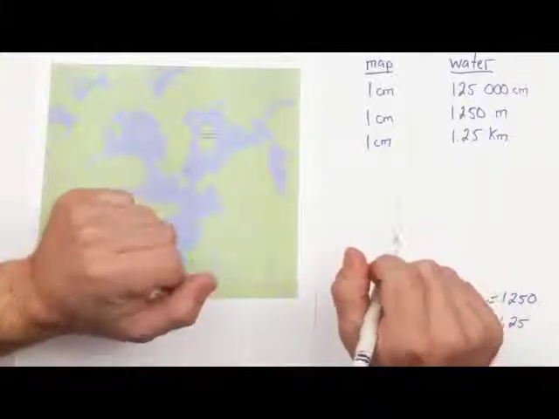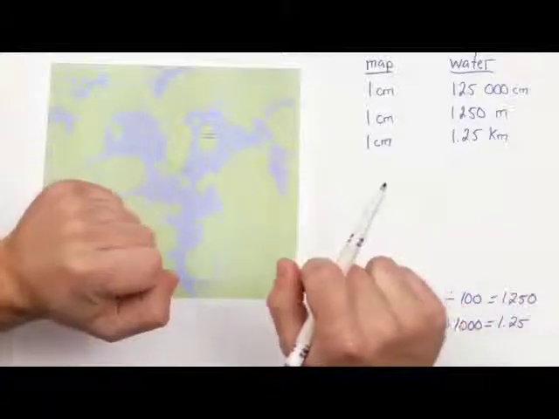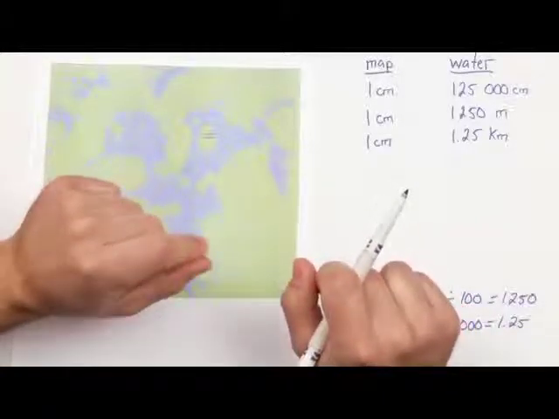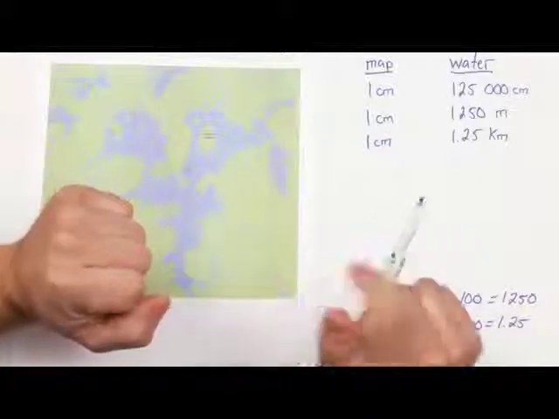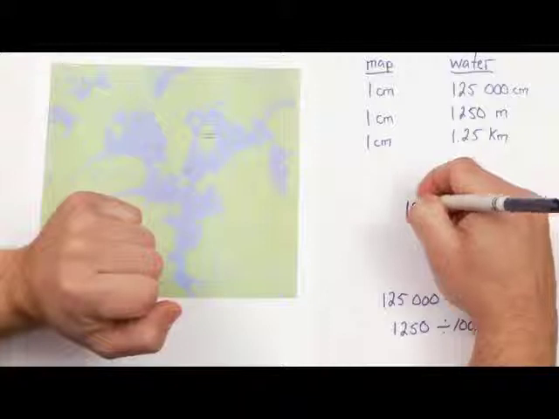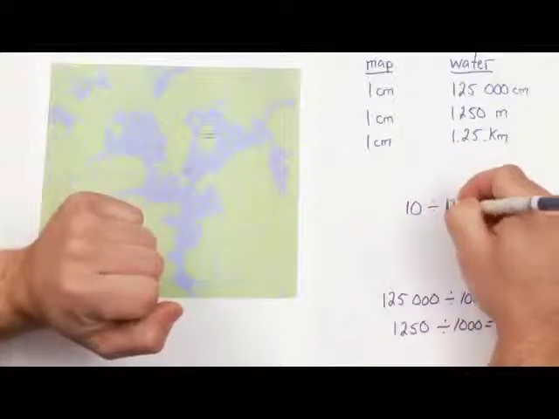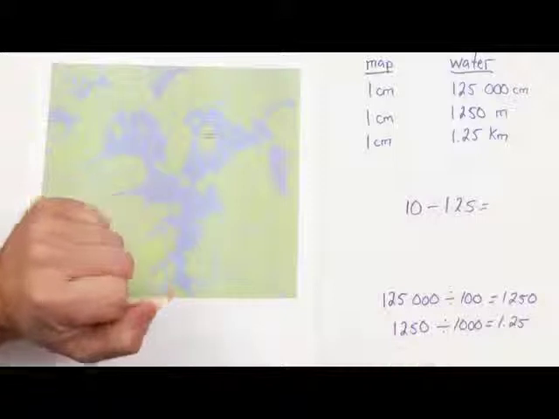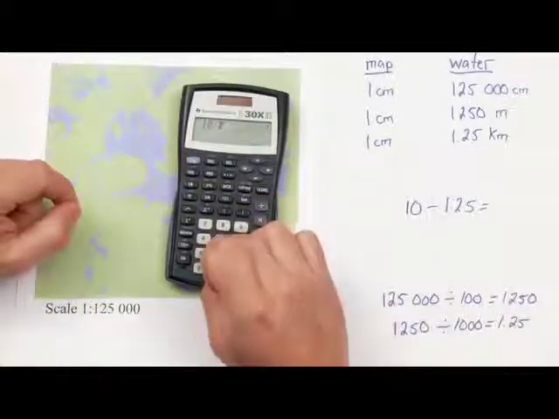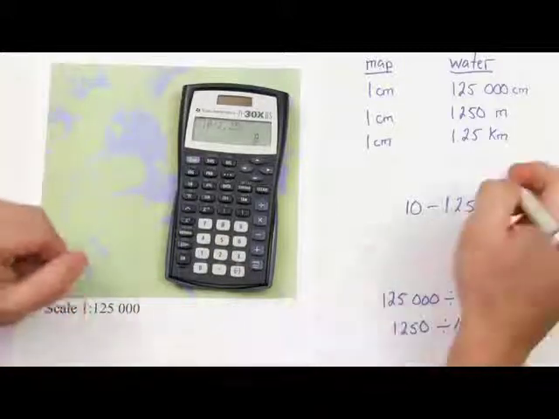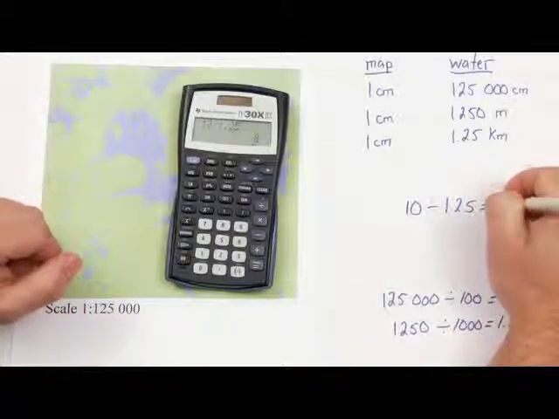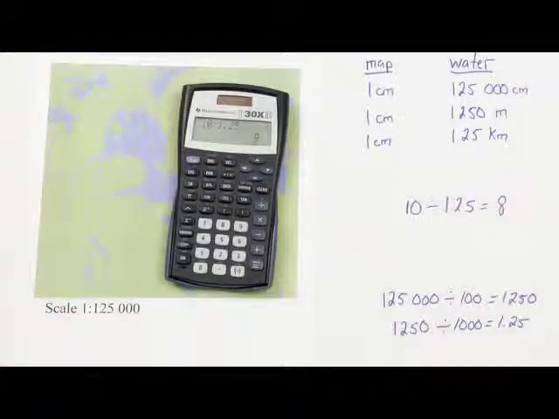So I need to determine what distance on the map represents 10 kilometers on the water. Since 1 centimeter on the map represents 1.25 kilometers, I just divide 10 by 1.25. Ten divided by 1.25 gives me 8. So that means that a distance of 8 centimeters on the map represents a real-life distance of 10 kilometers on the water.